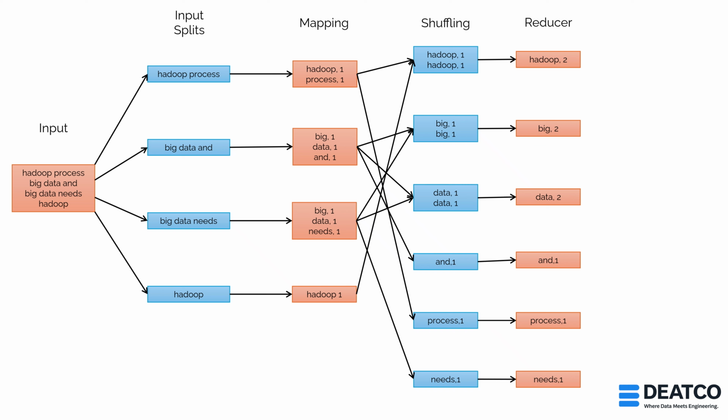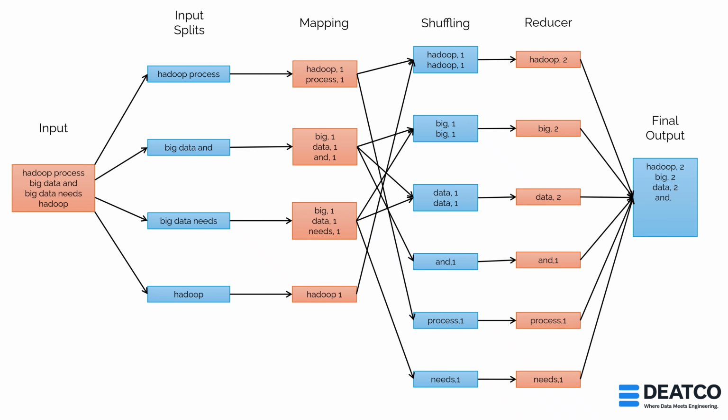The final output is a list of words along with their total count, such as Hadoop 2, big 2, data 2, and 1, process 1, needs 1. This example shows how MapReduce processes large datasets efficiently by breaking the work into parallel map and reduce tasks across the cluster. Now let's look at some important supporting components of the Hadoop ecosystem.